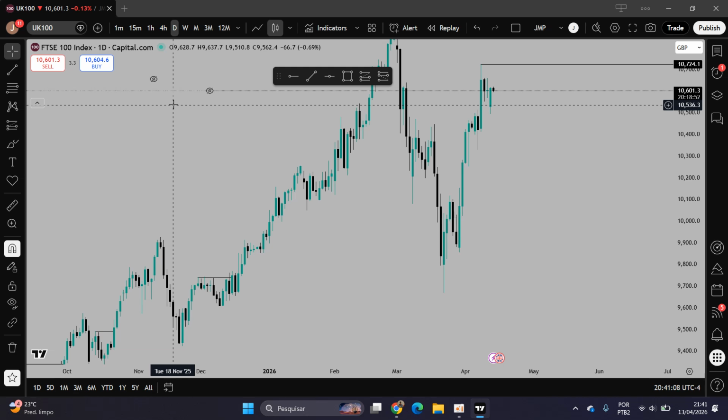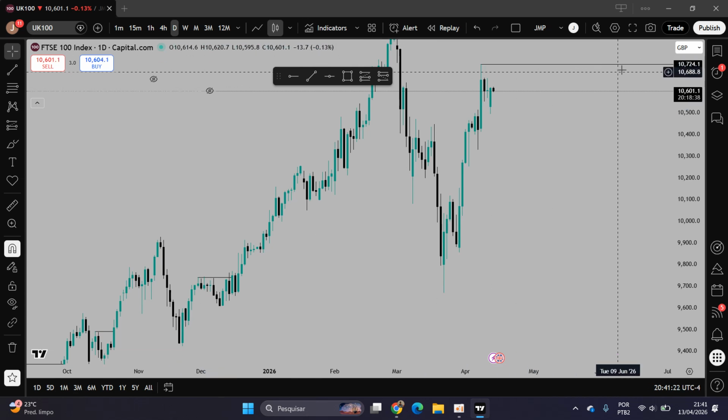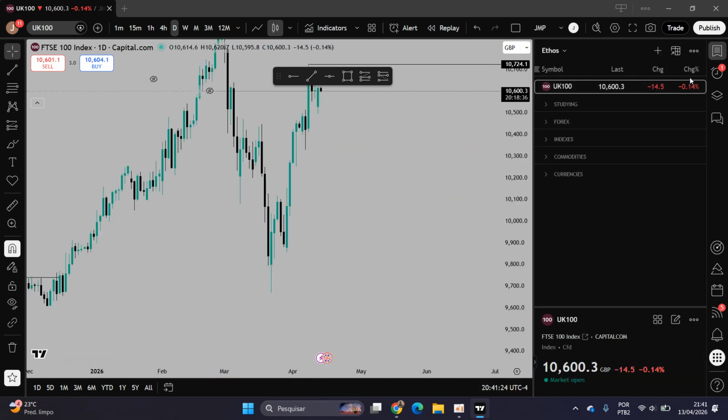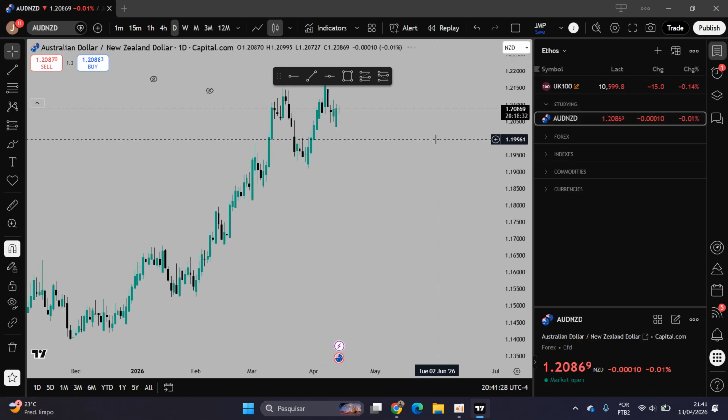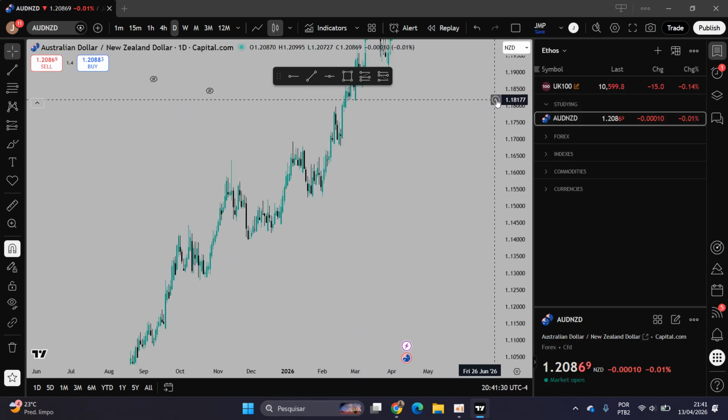And I'm going to be still talking about the UK 100 because that's my main pair for now. I'm going to be adding another pair next week, right? And it is probably going to be the AUD and NZD because these are a really great pair as well, as you guys can see.